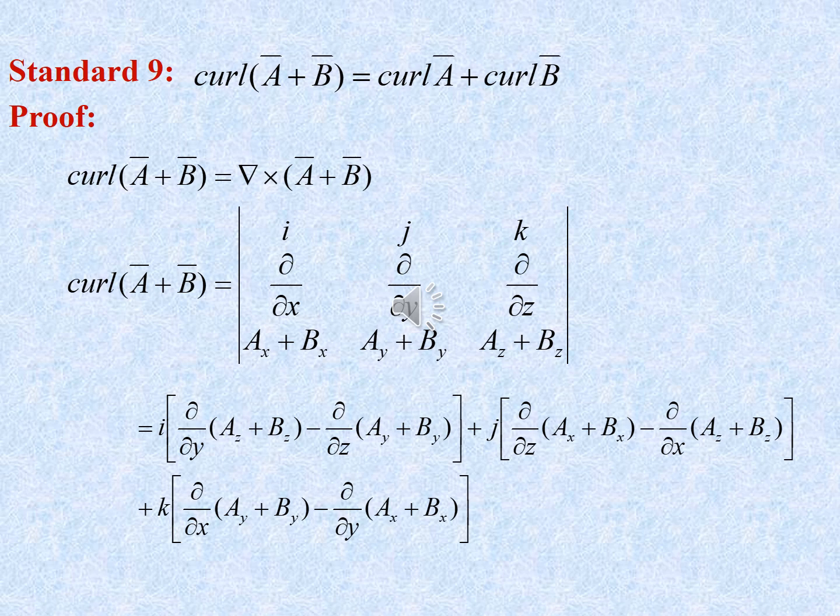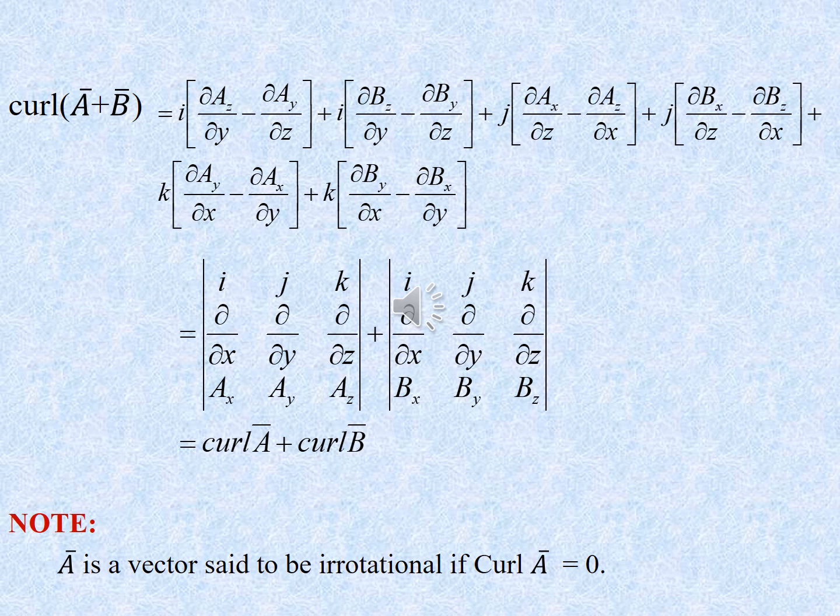Curl of (A bar plus B bar) is equal to the matrix i j k, ∂/∂x ∂/∂y ∂/∂z, Ax plus Bx, Ay plus By, Az plus Bz. We know the determinant for the i value, the j value, the k value, and I am writing all these formulas here. We know the determinant formula AD minus BC. I am applying it to the above matrices. After that I am separating the i values, j values and k values with respect to the A and B vectors. So I am getting these equations.